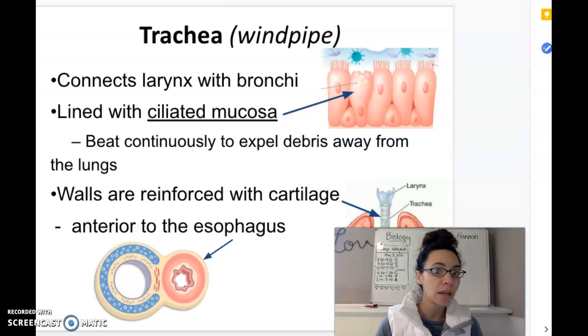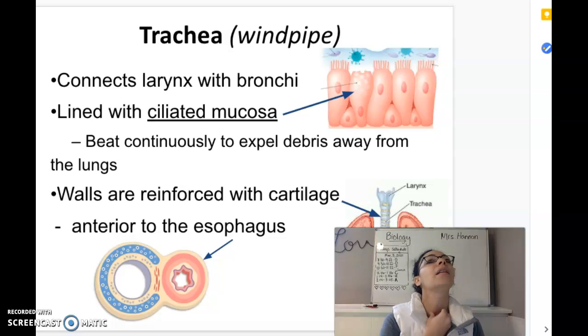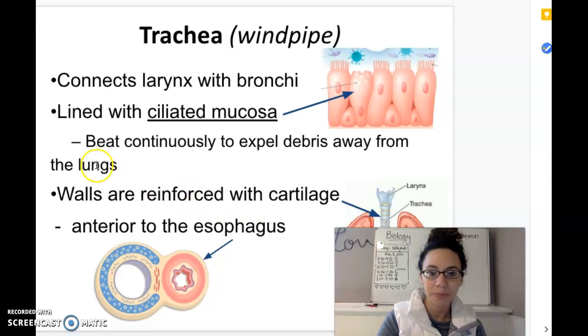Next we have the trachea, or the windpipe, which connects the larynx to the bronchi. So this is that long tube that carries air all the way down into the lungs. And you can kind of feel it in the front because it's lined with cartilage. So if you see here, the walls are reinforced with cartilage, that hard tissue that you can actually feel from the front, which protects your windpipe, right? If you got hit in the throat, it would take a really strong hit to collapse that windpipe.